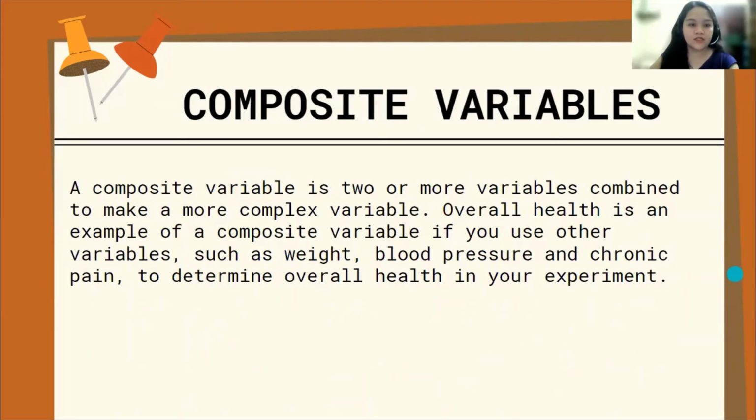Composite variables. A composite variable is two or more variables combined to make a more complex variable. Overall health is an example of a composite variable if you use other variables such as weight, blood pressure, and chronic pain to determine overall health in your experiment. So a composite variable is a combination of two or more variables.